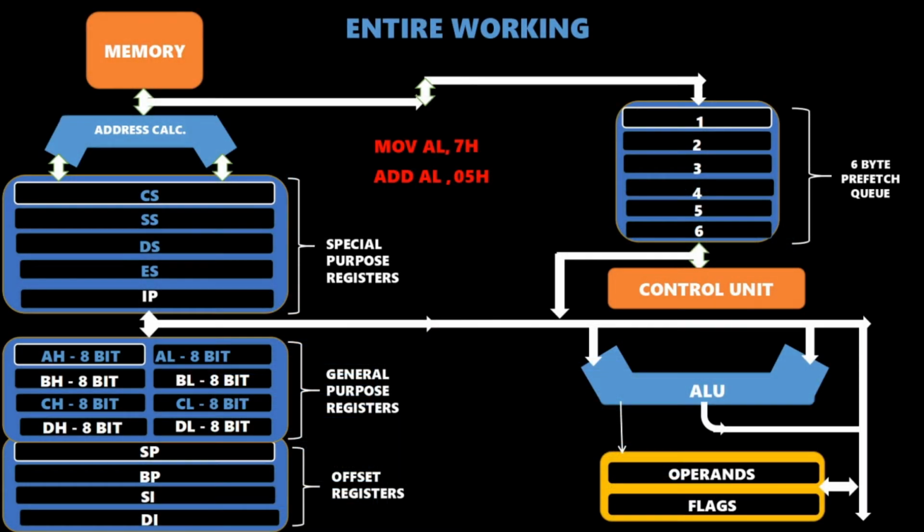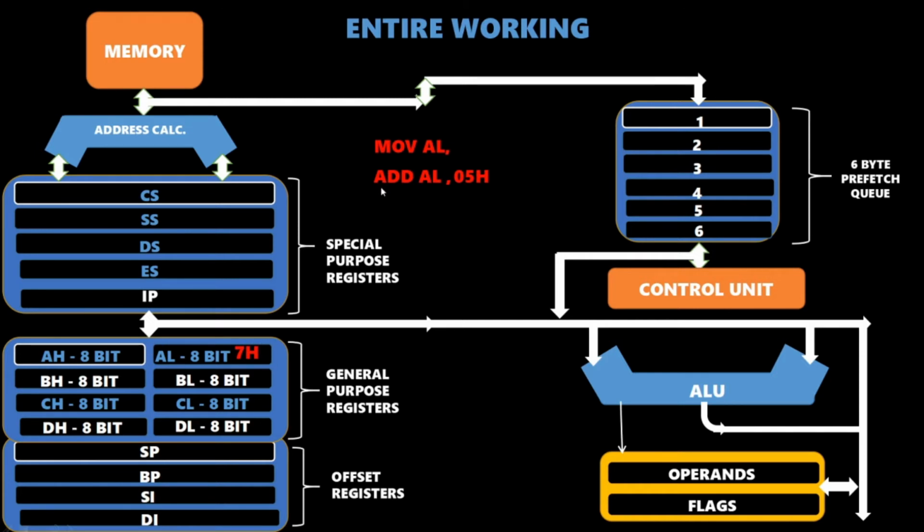So this is our entire 8086 microprocessor architecture. Suppose we as a programmer give the instructions MOV AL, 7H and ADD AL, 05H to our microprocessor. Now the first thing that is going to happen is when we give the instruction MOV AL, 7H, this means this value 7H will get stored in our AL register. So our value 7H goes and gets stored in our AL register.